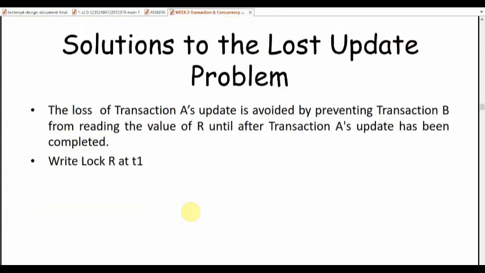So what would be the solution to ensure that such a problem does not occur in the future? The solution would basically be to prevent transaction B from ever starting until transaction A has made its update and completed that particular transaction. So you can lock transaction B and prevent it from executing.